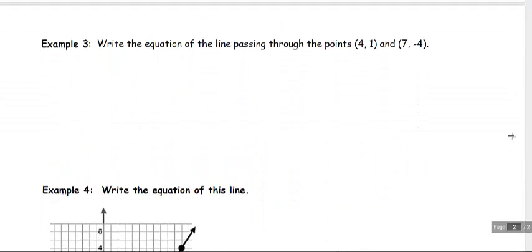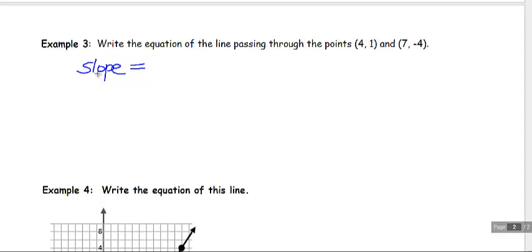So take a look at example 3. Write the equation of the line passing through the points 4, 1, and 7, -4. So the first thing you might say is, well, now I have 2 points. Which one is the point? Either one of these can be the point. But the more pressing issue is, well, what's the slope? We have to do work to find slope. So let's do that. Let's see.